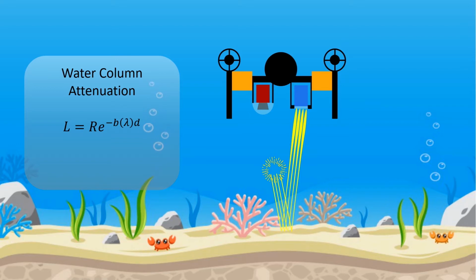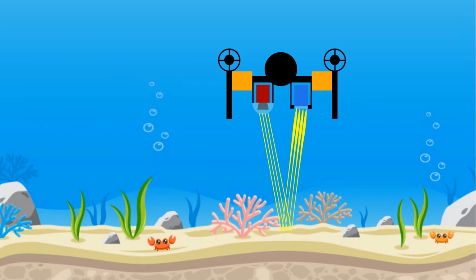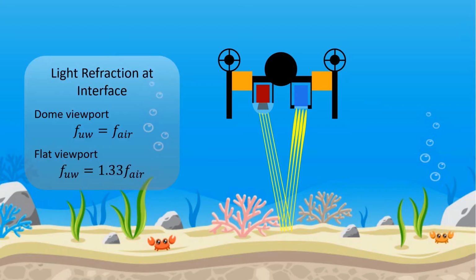Once the light reaches the camera viewport, it is refracted through the water, glass, then air interface. For a flat viewport, refraction has the effect of increasing the effective camera focal length by the index of refraction of water. For a dome port with the camera centered, the effects of refraction are negated by the curvature of the dome, and the effective focal length remains the same as in air.